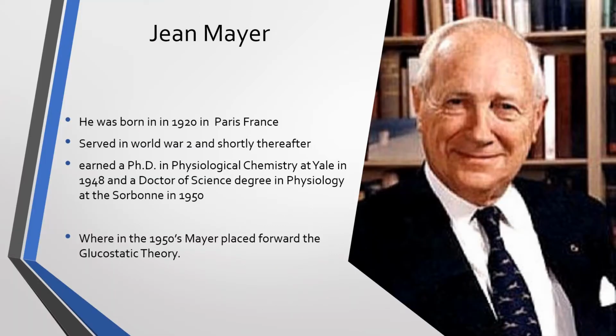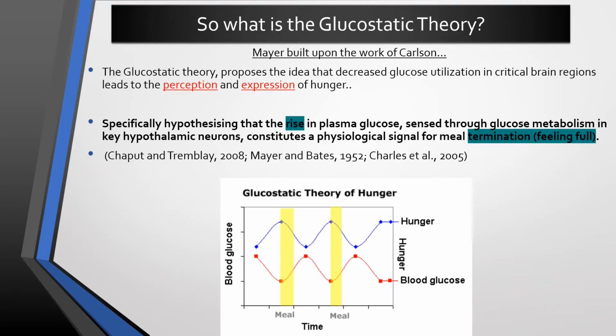So now we come to the architect of the glucostatic theory, and we come to Jean Mayer. And in the 1950s, he puts forward this idea of a glucostatic theory. So what is this glucostatic theory? So Jean Mayer builds upon the work of Antoine Carlson by proposing this idea that certain regions within the brain can actually detect the decreased levels of glucose within the blood, and this leads to the perception and expression of hunger. And those two words, perception and expression, are key, and we'll come back to them later.